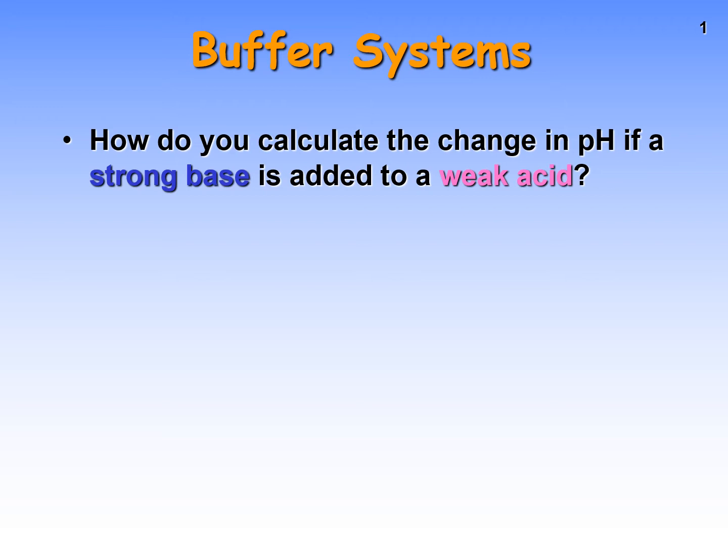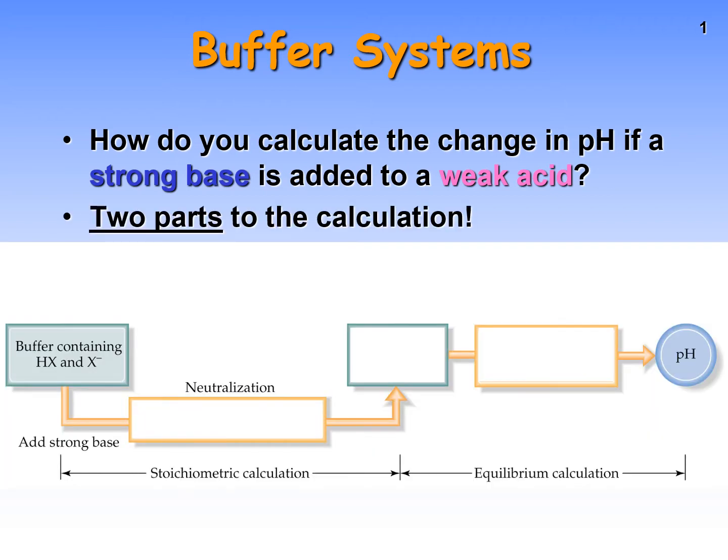So, how do we calculate the change in pH if we add a strong base to a weak acid? Now, this is kind of like a buffer system, right? It's a two-part problem anytime we add anything strong to something weak. The first step here when we add these two together is to deal with the stoichiometry, the neutralization reaction. When we add a strong base to either a buffer system or a weak acid, we have a neutralization step, and that's this reaction here.